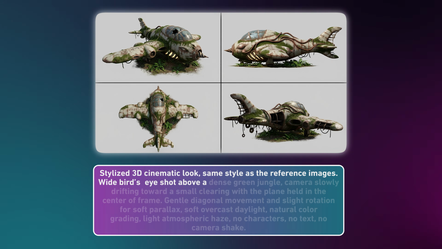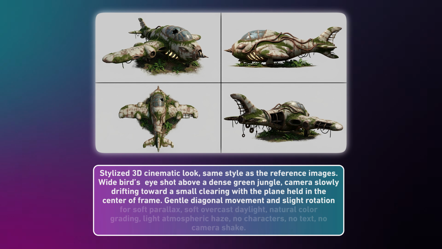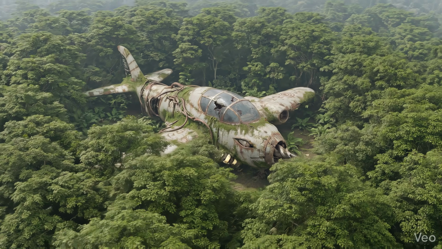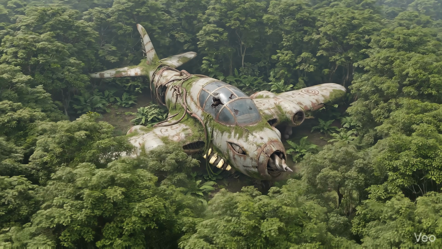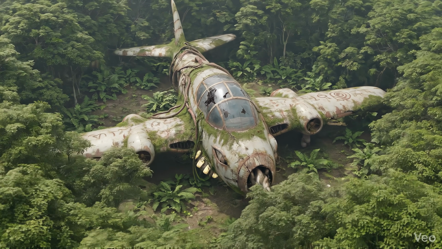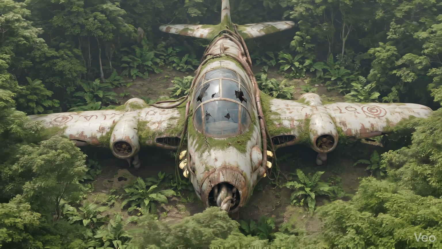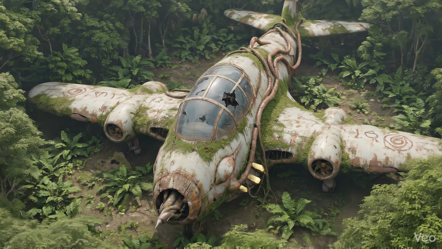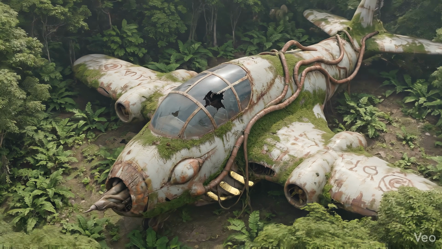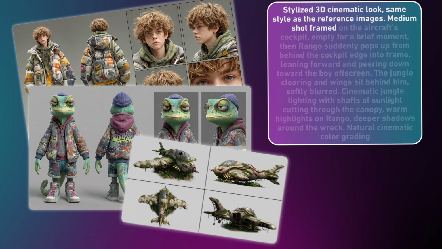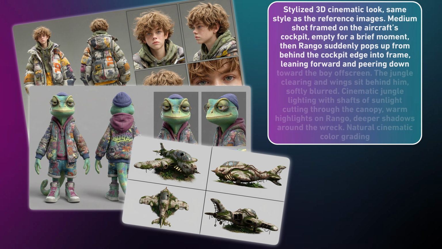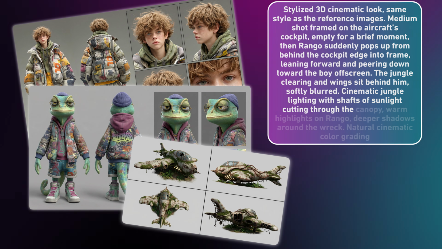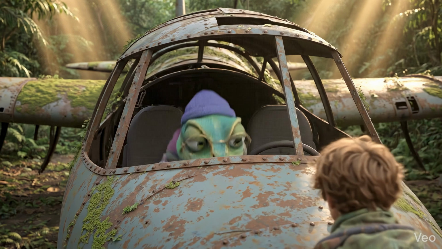This same logic actually applies to objects too. If you've got something like a plane in your movie, just treat it like a character. Create a reference sheet for it first, and then upload it as an ingredient. That's how you make sure every wing, window, and detail stays exactly the same in every single shot. For this scene, I just uploaded the character sheets for the boy, Rango, and the plane all together. And here's how that turned out.